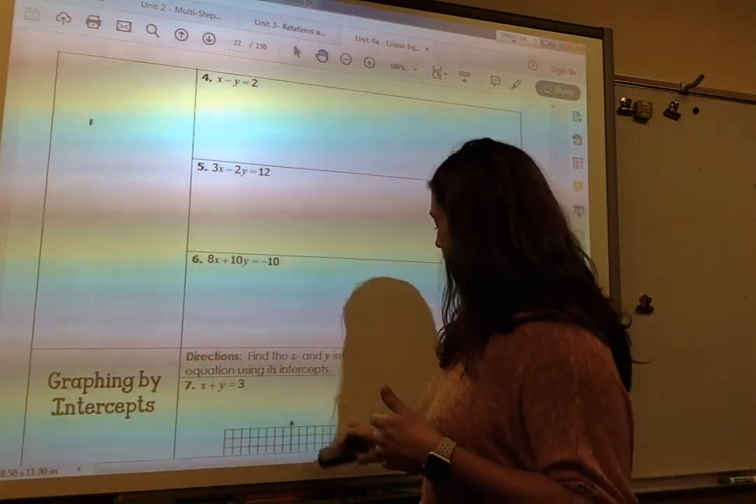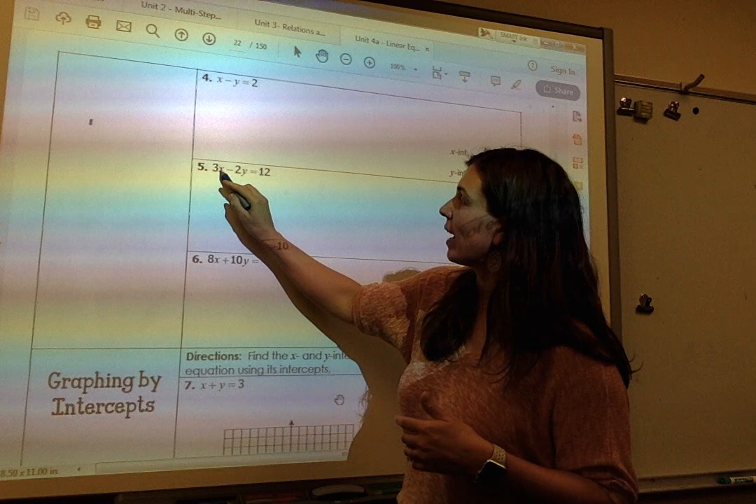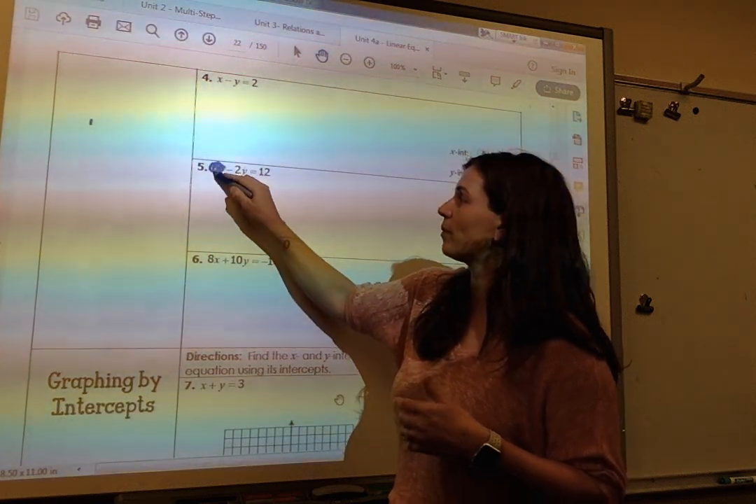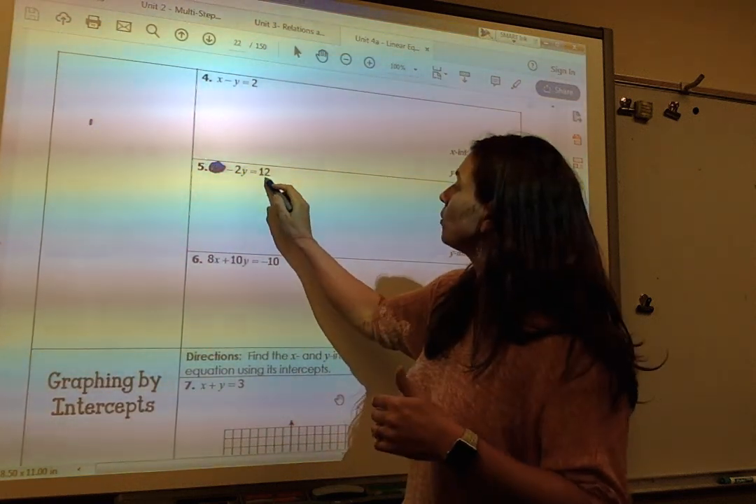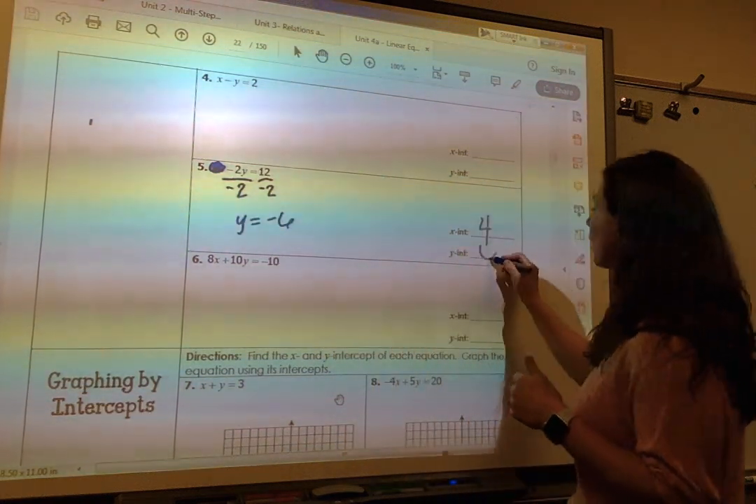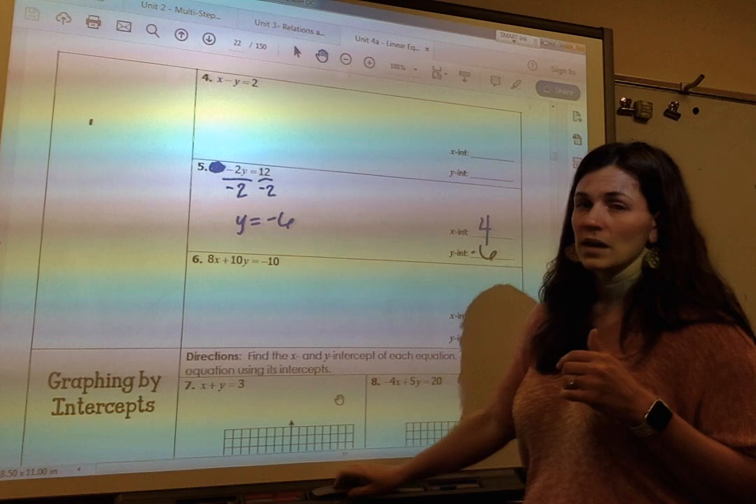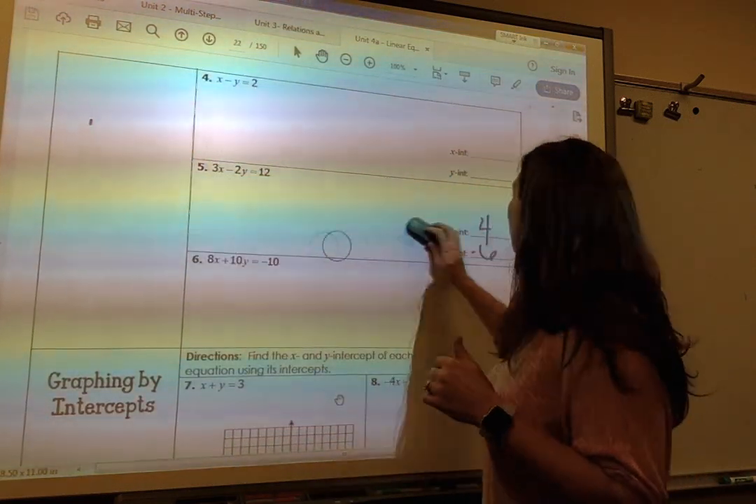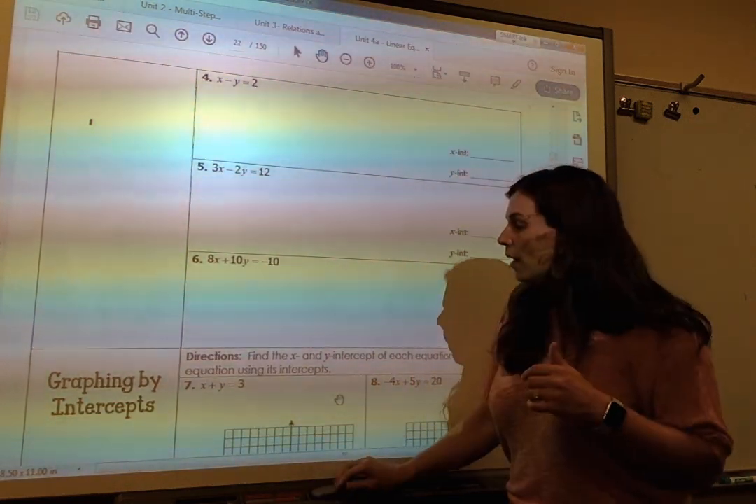Now, if I want to find my y value, I know my x is 0, so I can just cover that up, because that's 0. And then -2y equals 12. Divide both sides by -2, and y equals -6. So my y-intercept is -6. Okay, so hopefully y'all are getting the feel of what that looks like.